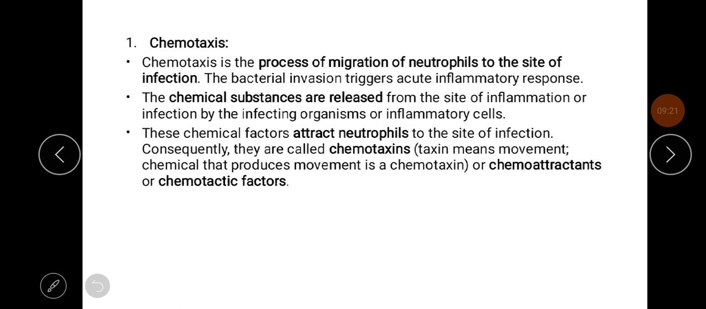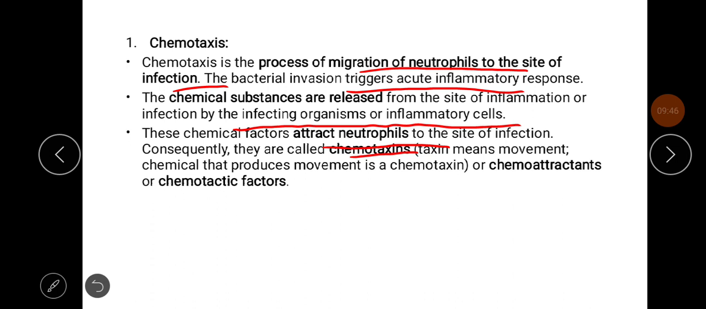Chemotaxis is a process of migration of neutrophils to the site of infection. The bacterial invasion triggers an acute inflammatory response. Chemical substances are released from the site of inflammation or infection by the infecting organisms or inflammatory cells. These chemical factors attract neutrophils to the site of infection. Consequently, they are called chemotoxins.